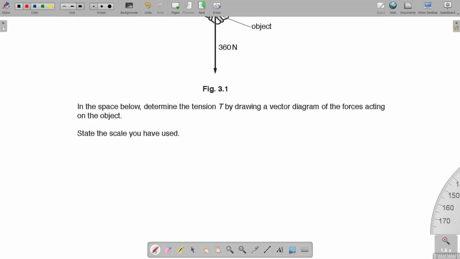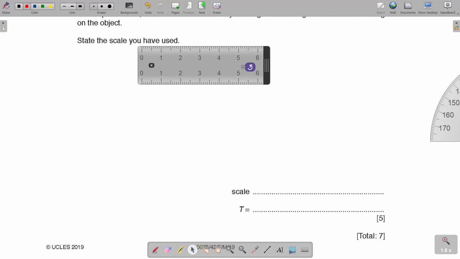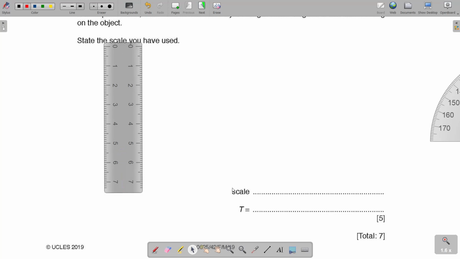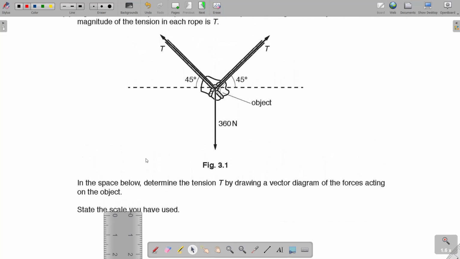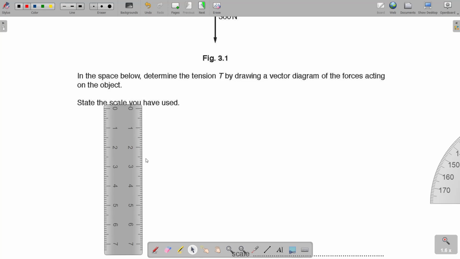So we can measure the distance of the empty space here. We can get the ruler and measure the vertical distance between the wording of the question and the space for the answers. That's approximately 7 centimeters. And we have the magnitude of the vertical force here, 360 newtons. So 36 is close to 6. So if we multiply 6 by 6, we get actually 36. So we can say that we are going to draw the 360 newtons as 6 centimeters.